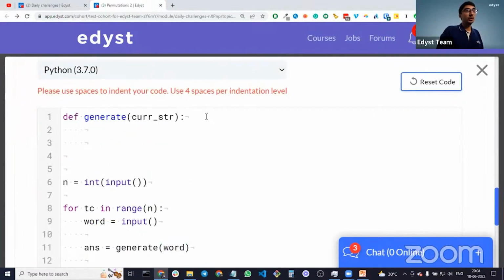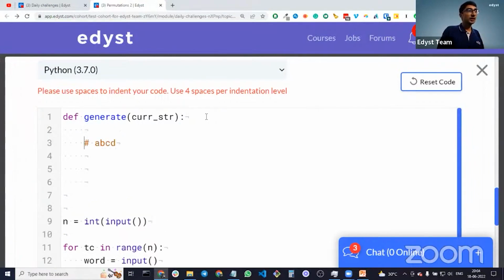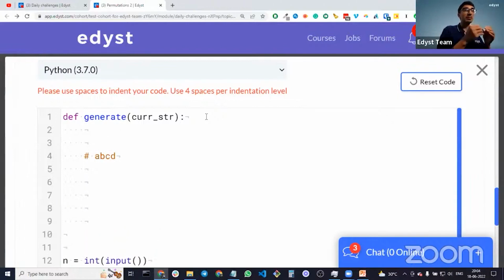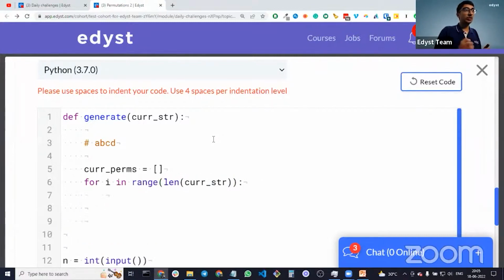Let's go here. Assume, for example, you have A, B, C, D. What I want to do is give each element the chance to be the first element, the prefix. So let's say current permutations is equal to an empty list. I have no permutation so far. Then all of them should get a chance to be the first element, so I'll say for i in range len of current str.